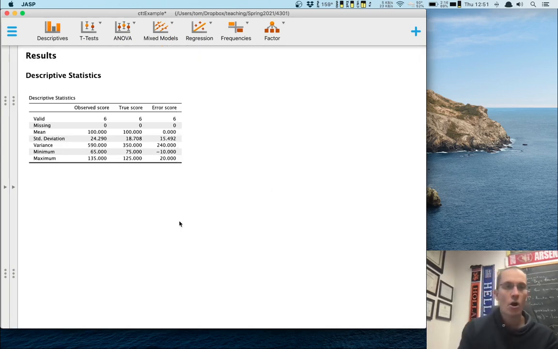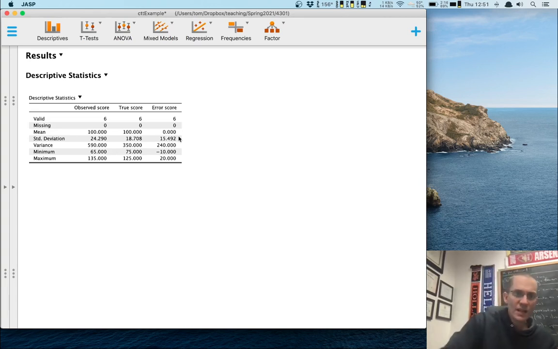Okay, so now here are our descriptive statistics. You can see that the mean of the observed scores is 100. Again, this is a contrived example, so that's why it came out that way. The mean of the true scores is also 100, which means that the mean of the error scores is 0. Remember, that was one of the first assumptions in classical test theory, that the errors have a mean of 0.